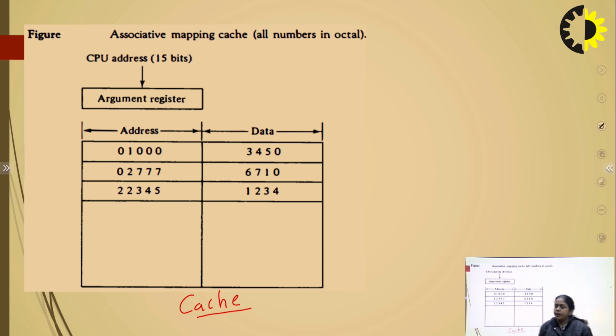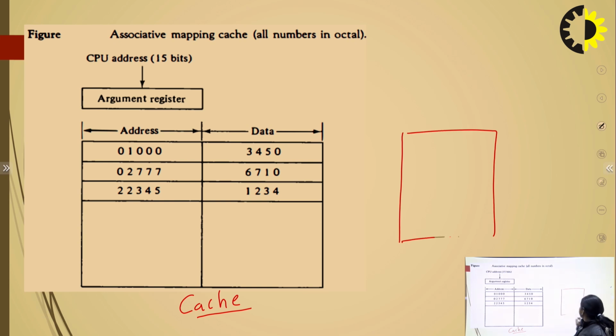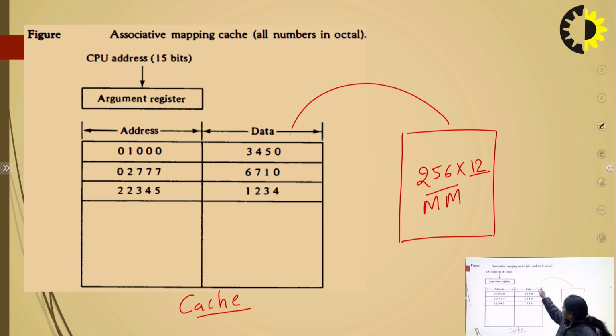Okay. Now for example, we have a main memory also here, and the size of the memory can be 256 into 12. What does it mean? It means main memory has 256 stored words. The number of stored words is 256, and each word has 12 bits. Fine. So this data only can transfer into the cache memory. So every time the size of the word will be the same.